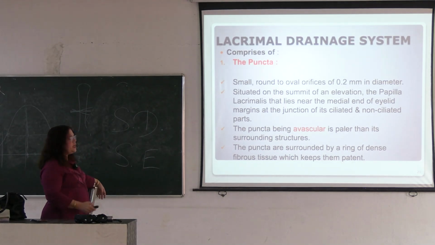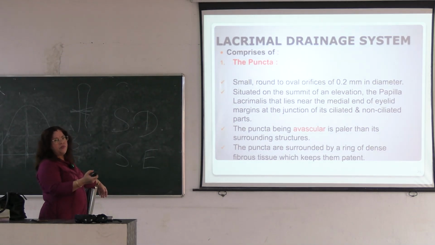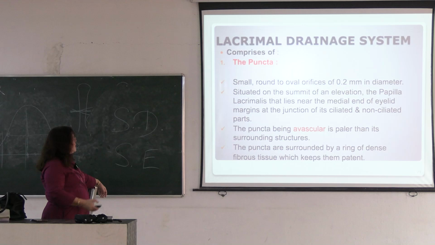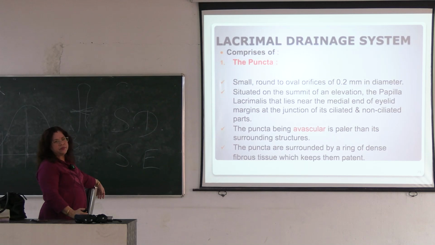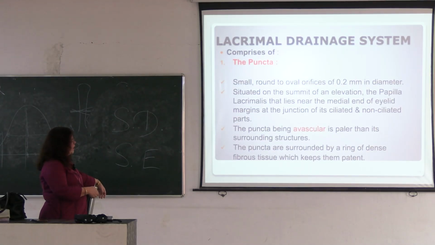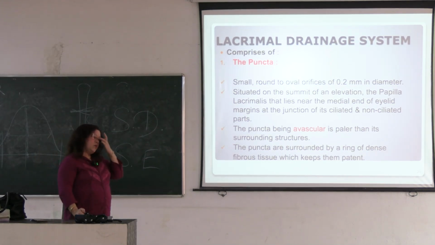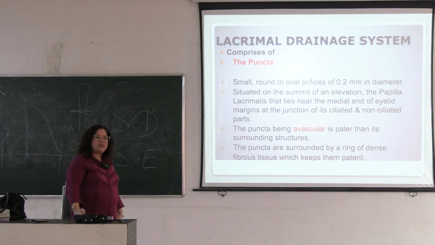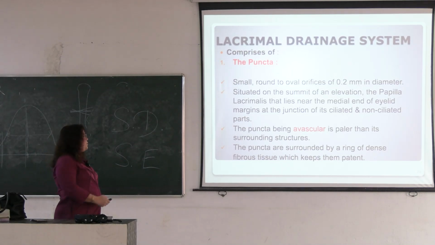The puncta is avascular and pale, and when we evert the lid, we can clearly see the puncta. The puncta is surrounded by a ring of dense fibrous tissue, which maintains the patency of the puncta. When stenosis of the puncta occurs, there is overflow of tears, or watering, present.